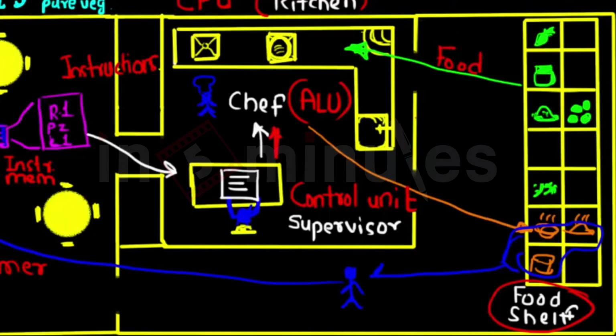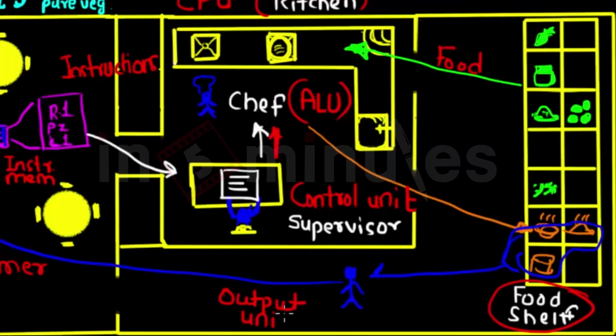I hope you are able to visualize all the terminologies here. So they are very easily matched. The food shelf is the data memory. The food is taken to the CPU. It is processed. After it is processed, it is given back to the data memory. The control unit is controlling all the operations. The ALU is performing actual processing. And this waiter, the final one, it's very simple. It's nothing but the output unit.